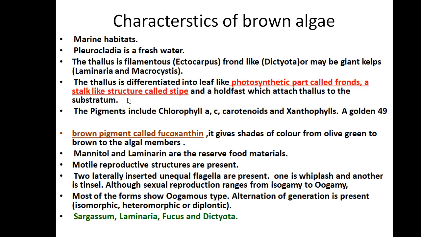So two different lengths of flagella for movement are present in the algae body. Sexual reproduction is only through isogamy and oogamy, and most of the forms show the oogamous type. Alternation of generation is present, isomorphic, heteromorphic and diplontic. Examples: Sargassum, Laminaria, Fucus, and Dictyota.